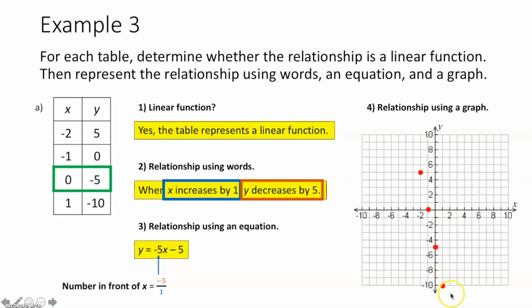You can see these all form a straight line. Therefore, it is a linear function. And this -5 and our y-intercept all match up with our table, so it all checks out.